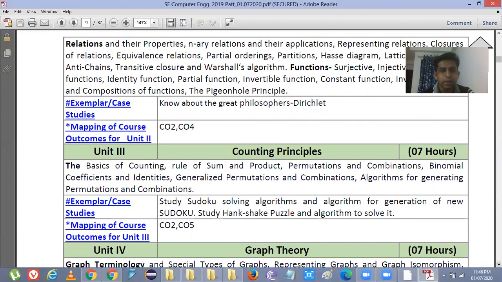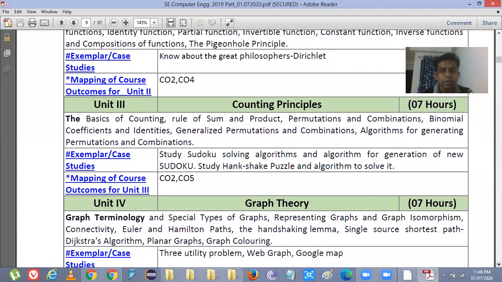Then unit number 4 is graph theory. In this unit, we will study the different types of graphs, Dijkstra's algorithm for finding the shortest distance, then the handshaking lemma, then Euler and Hamilton paths to solve the traveling salesperson problem, planar graph, graph coloring.